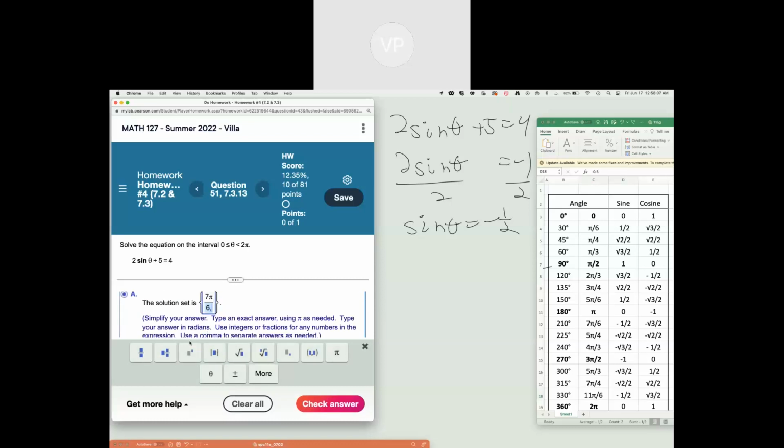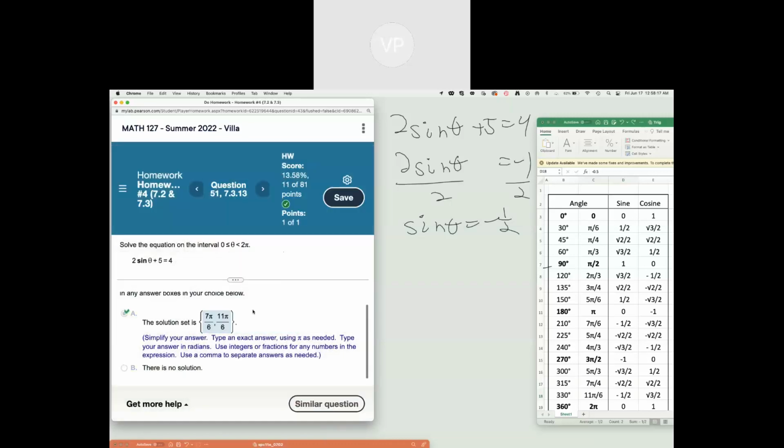7 pi over 6. And you notice, by the way, when I was doing that, when I hit the comma, it's putting the comma by the 6. Just got to hit the tab button, and now you can make a new equation. 11 pi over 6. And there's our solution.